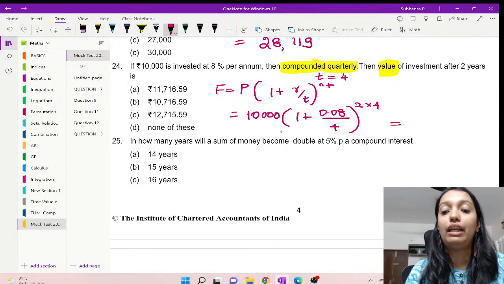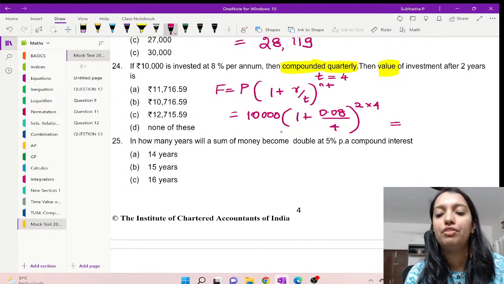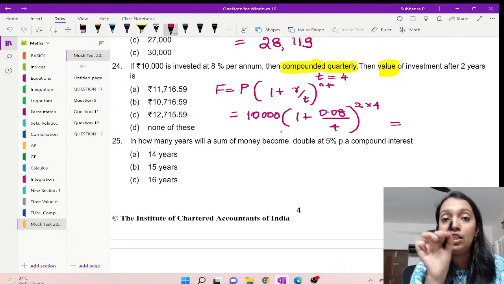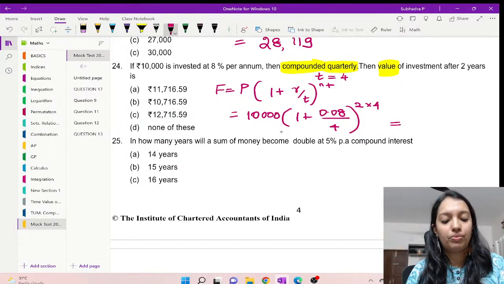0.08 divided by 4 plus 1. So I substituted what is there within this bracket. I got 1.02. That has to be multiplied 8 times, into equal to button for 7 times. 1, 2, 3, 4, 5, 6, 7.